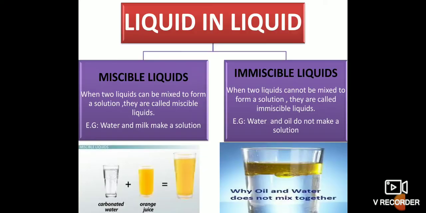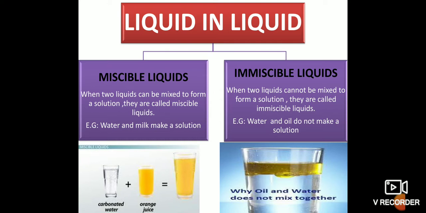Next, liquid in liquid. Now what are we adding? We are taking liquid as solute only. Earlier we were taking solid as solute. Now we are taking liquid as solute only, and then we are adding it into another liquid which acts as a solvent here. Now it is divided into two parts, students.